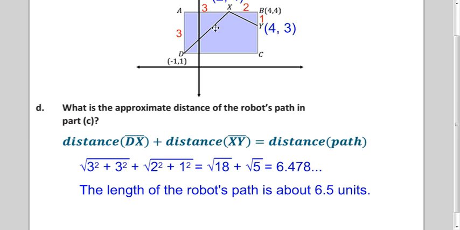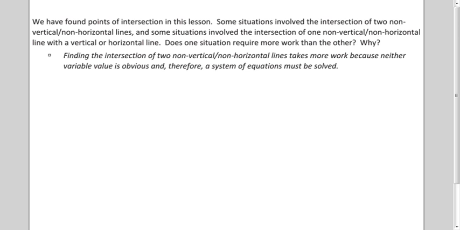So the length of this hypotenuse is square root of 18. This one is square root of 5. You don't have to simplify any of the radicals here because we're just going to approximate the distance by rounding. So you don't have to worry about that step.